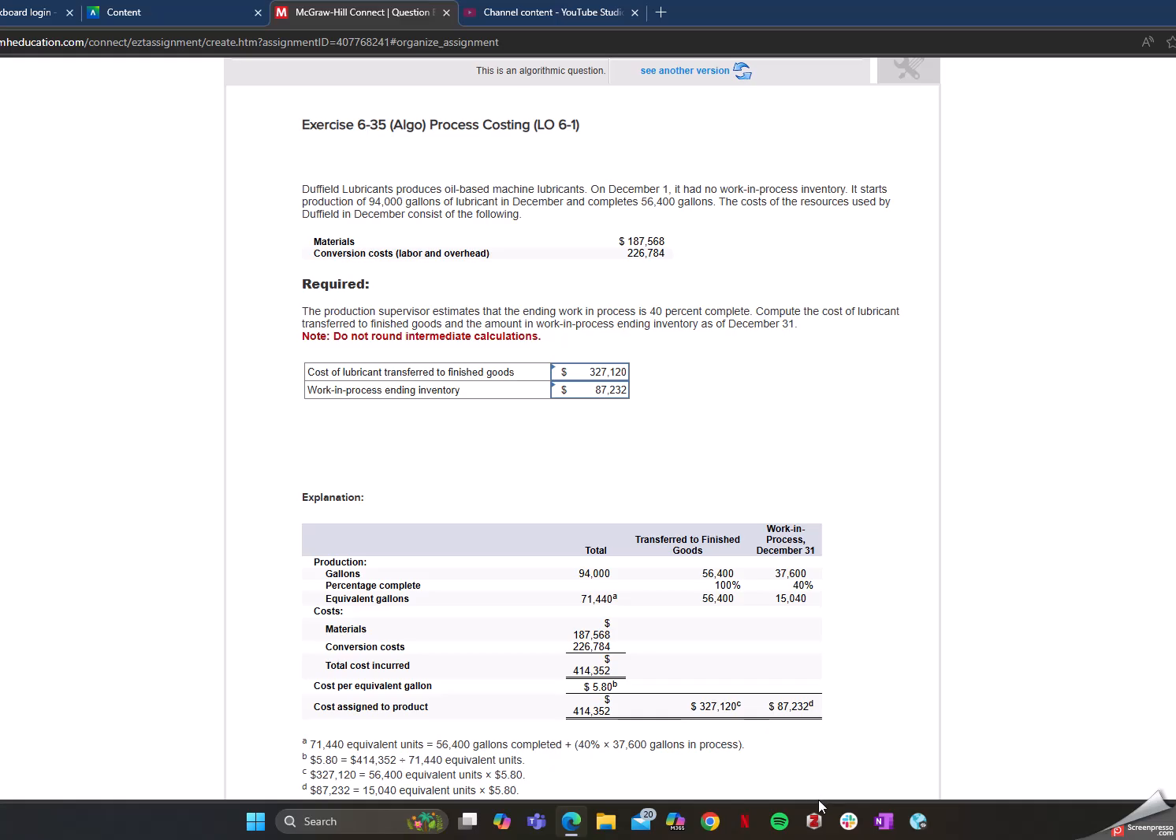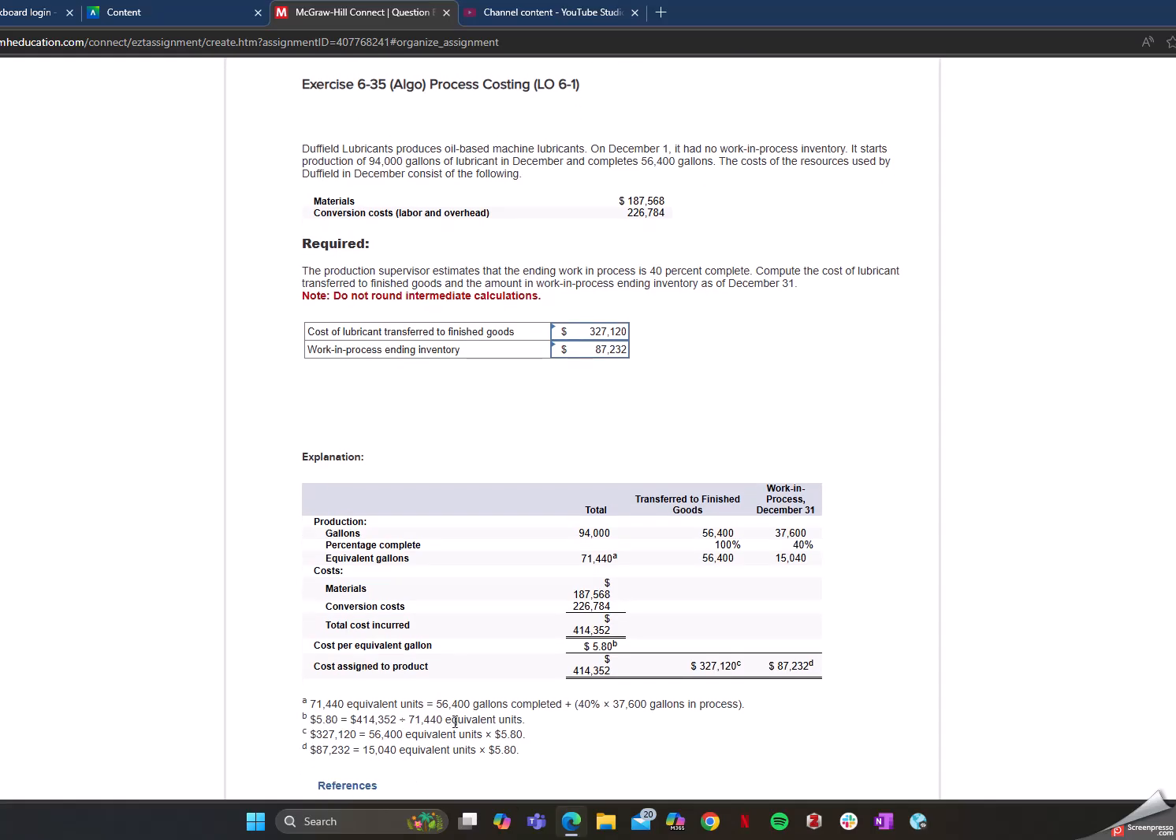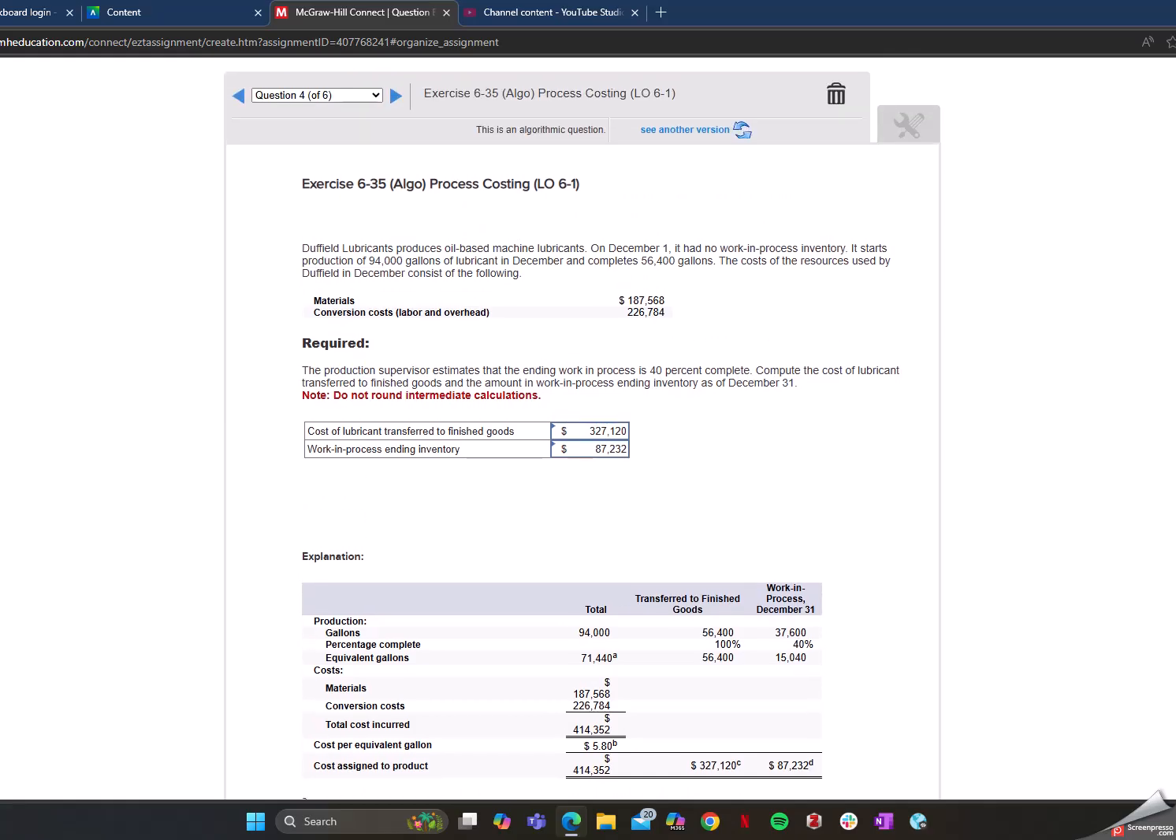Then we're going to come down and take our total conversion costs and our material costs, add those together, and then divide those by the 71,440. So again, if I keep going down, that's this little b. So the total cost added together divided by the equivalent units gives us $5.80. And then we're going to multiply that by the 56,400 that was transferred to finished goods inventory. And then we're going to value the remaining equivalent units in our ending work in process inventory.